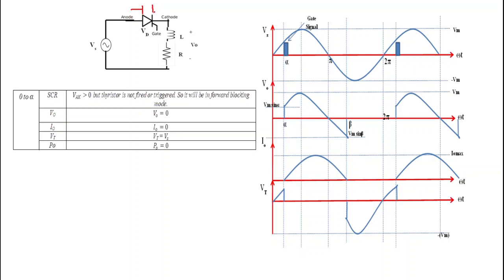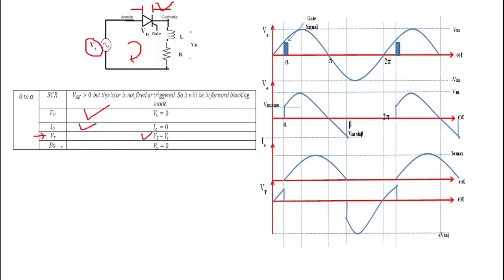When this thyristor acts as an open switch, then current in this loop is equal to 0. That's why we get output current I0 from 0 to alpha equal to 0. And what is the output voltage V0? As this output current is equal to 0, V0 is also equal to 0. And what is the drop across the thyristor? When this thyristor acts as an open switch, then the thyristor voltage becomes equal to Vs, or we can say that the supply voltage or source voltage will appear across this thyristor.